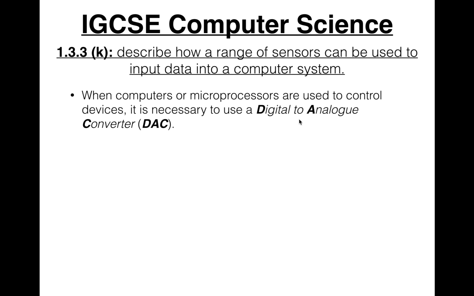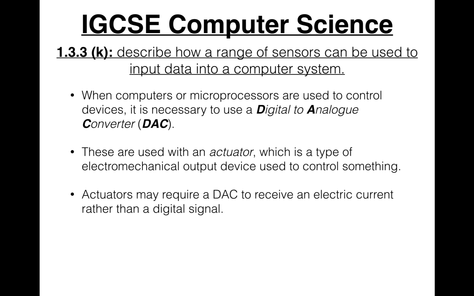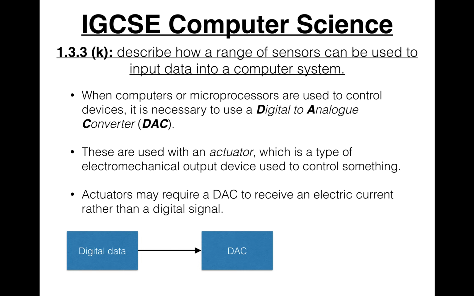When computers or microprocessors are used to control devices, it is necessary to use a digital to analog converter, so a DAC. And these are used with an actuator, which is a type of electromechanical output device used to control something. So an actuator could be like a relay or motor or valve, and we'll learn about these in output devices, because an actuator is an output device, but just know that actuators are used in the process of a sensor system, really. Actuators may require a digital to analog converter to receive an electric current rather than a digital signal. So we need to think about when microprocessors can read digital values, actuators have to read analog values. So we have to convert digital values into analog values. Something like this.